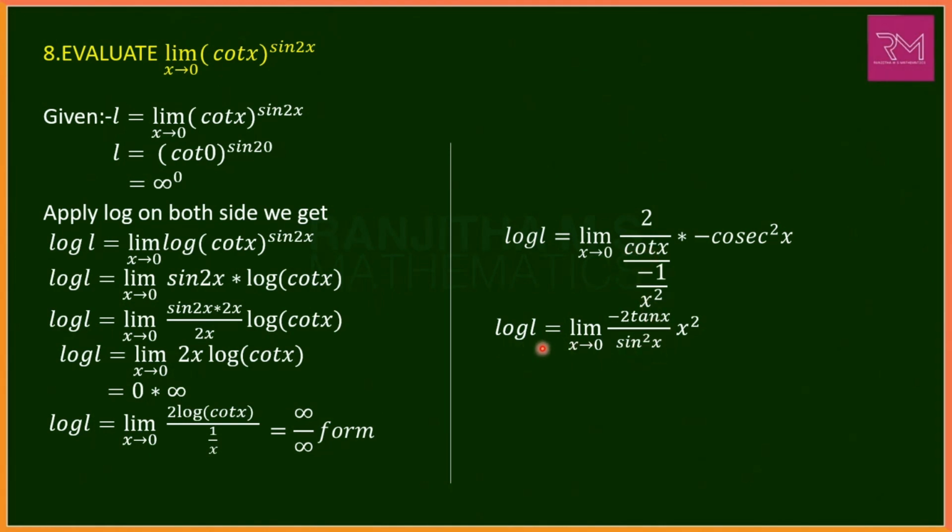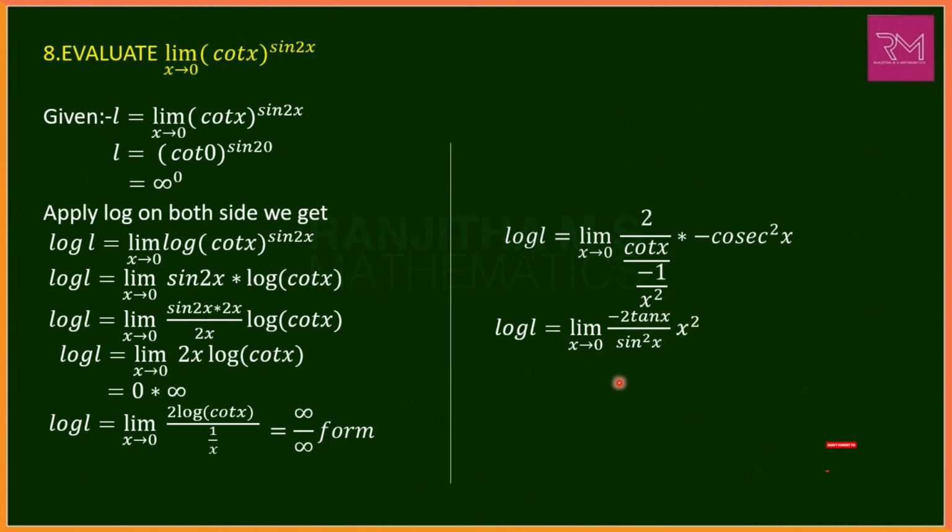Hence, we can take log L equal to limit as x tends to 0 of minus 2 into, here 1 by cot x becomes tan x in the numerator, divided by cosecant square x, which goes to the denominator and becomes sin square x, into x square taken to the numerator, that becomes multiplied by x square. We can substitute the formula, limit as x tends to 0 of x square by sin square x is 1. The remaining is log L equal to limit as x tends to 0 of minus 2 into tan x.